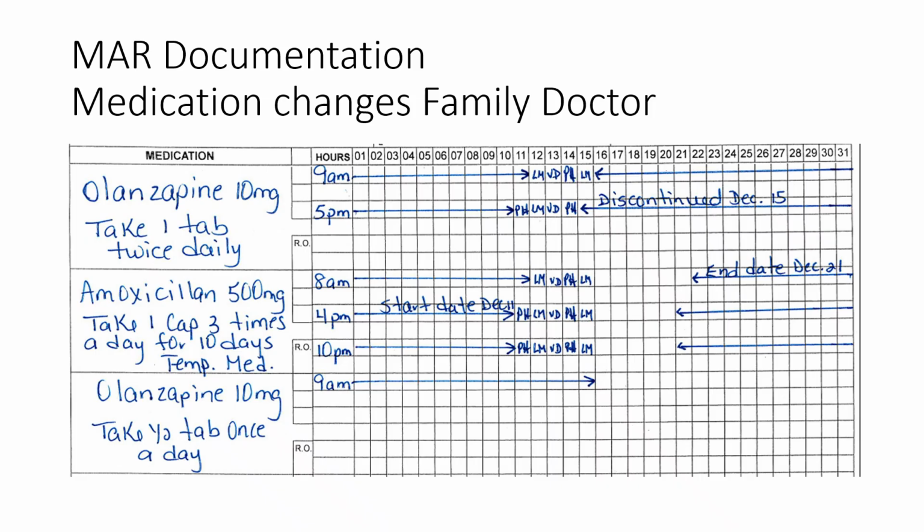It is important to ensure this is completed so that incoming staff are aware of the changes and they do not sign in error. The new label reflecting the new prescription has been documented in the next available space under the antibiotic. Olanzapine 10 milligrams, take half tab once a day, 9 a.m. is documented under the hours, and a line is drawn across to the start date of December 16th, the day after the appointment.